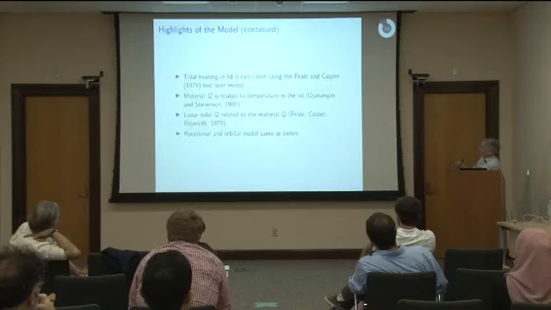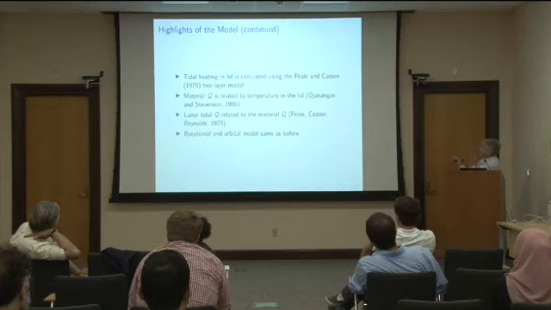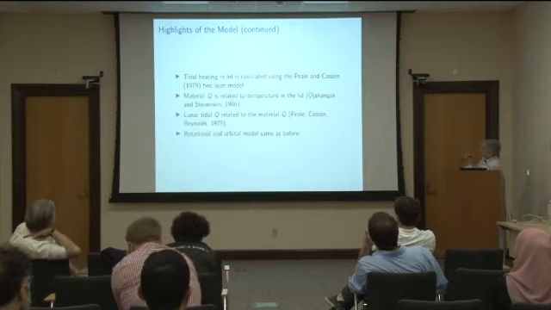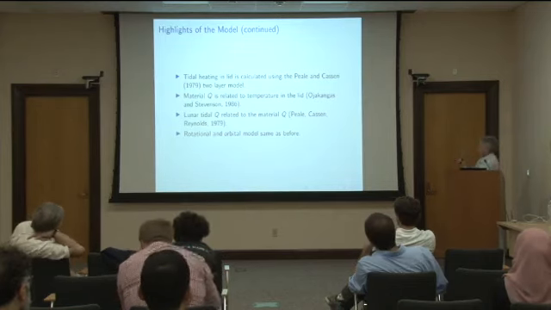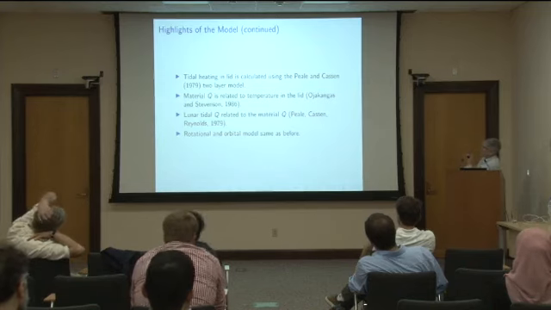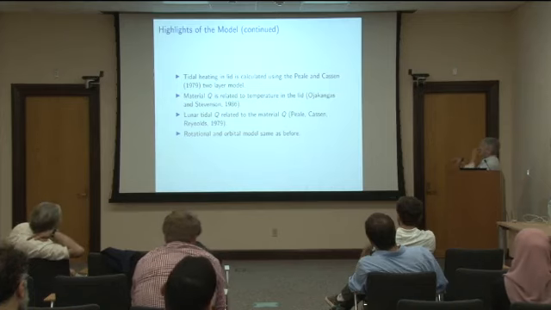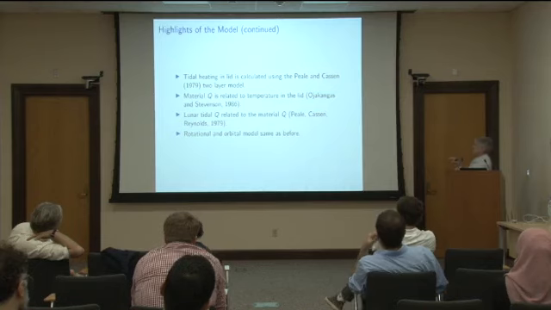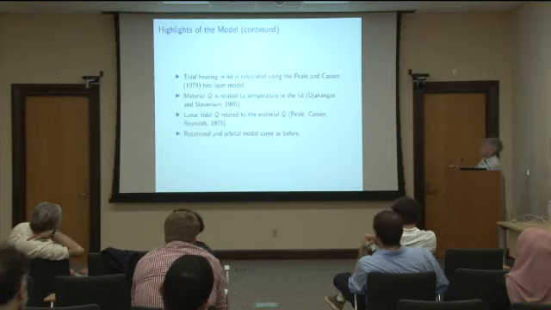But anyway, we calculate tidal heating in the lid using the Peale and Cassen formula, the two-layer model developed by Peale and Cassen, and maybe Peale, Cassen, Reynolds. That gives you the k2 as a function of the thickness of the lid. Then the material Q is related by the Ojakangas and Stevenson formula, and it depends strongly on temperature. The lunar Q is related to the material Q by averaging. And then we do the same rotational orbital model as we had before.